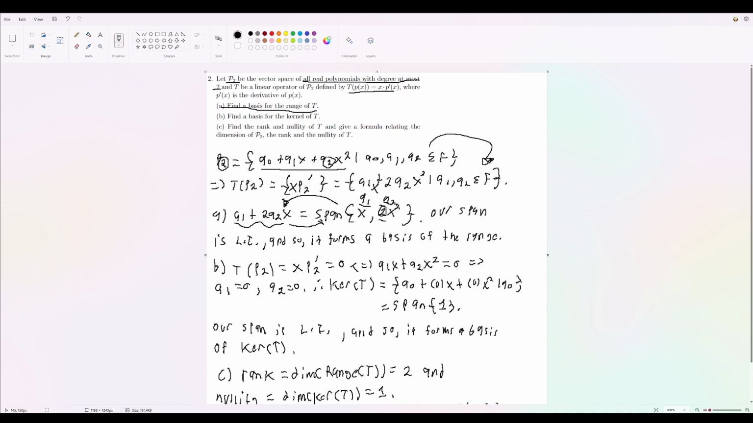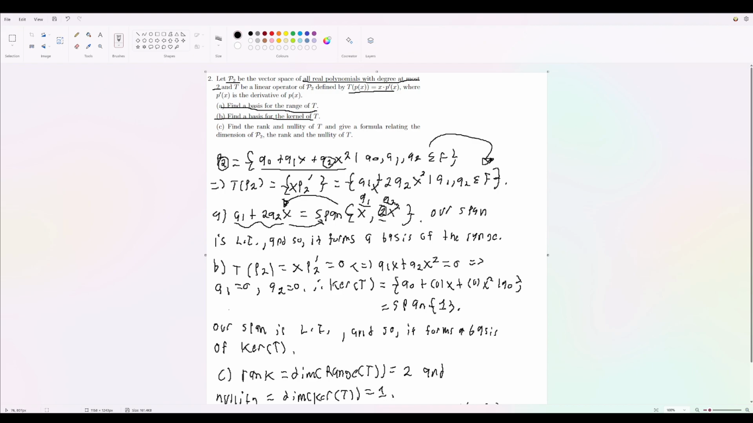Okay, what's the next one? Find a basis for the kernel of T. So this is just going to be T(p), which is equal to x p' equals 0. Right? In this case, we always set the transformation equal to 0. So we take the resulting transformation, set that equal to 0. So we get a1x plus 2a2x squared equals 0. By grouping coefficients, it's only possible if we have a1 and a2 equal to 0 both.